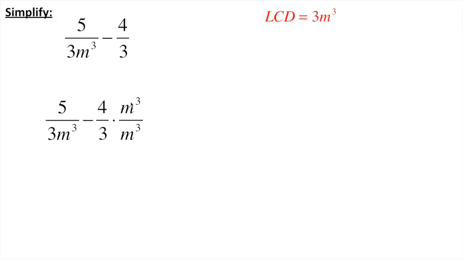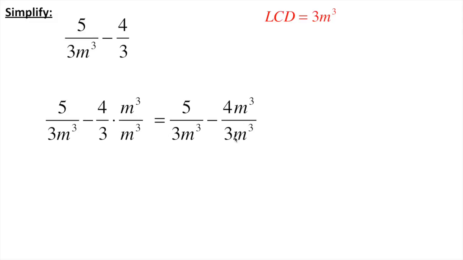I'll multiply top and bottom. That's essentially multiplying it by 1. M cubed over m cubed is just 1. So I haven't changed its value. But what I've done is allowed it to be a common denominator now. So now I have 3m cubed on the bottom on both of these two.